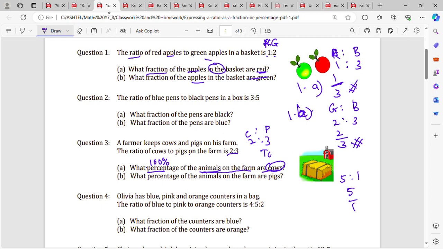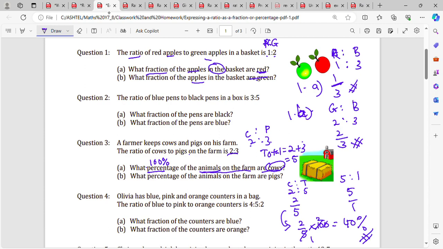Total would be 2 plus 3, which is 5. Where do we get the 2? From here. 3 is from here. So add every ratio that we have. We want the cow, so that would be cow to total, which is 2 to 5, which also equals 2 over 5. Then converting it to percentage, it's 2 over 5 times 100%. So you will get 40%. So that is your answer.